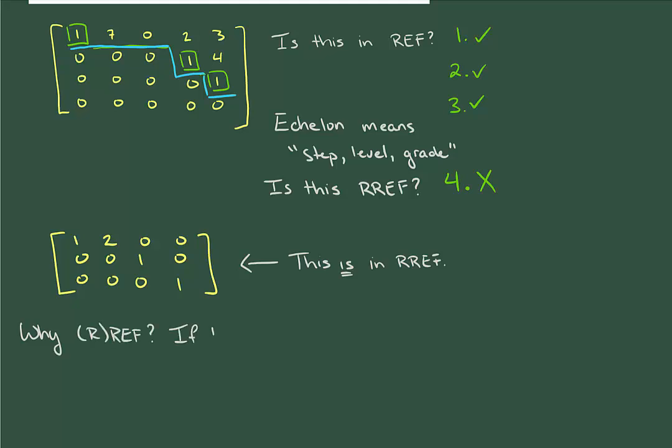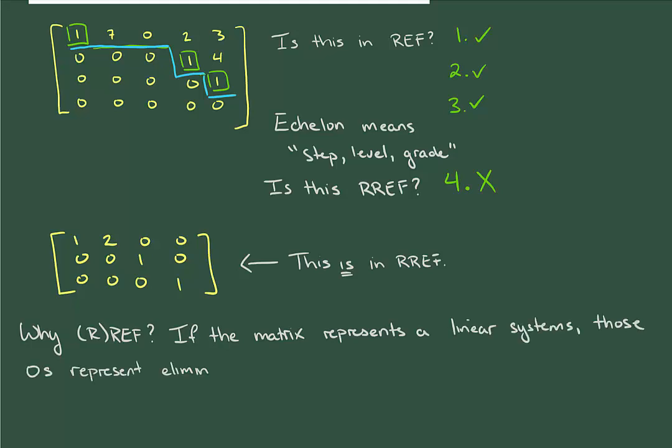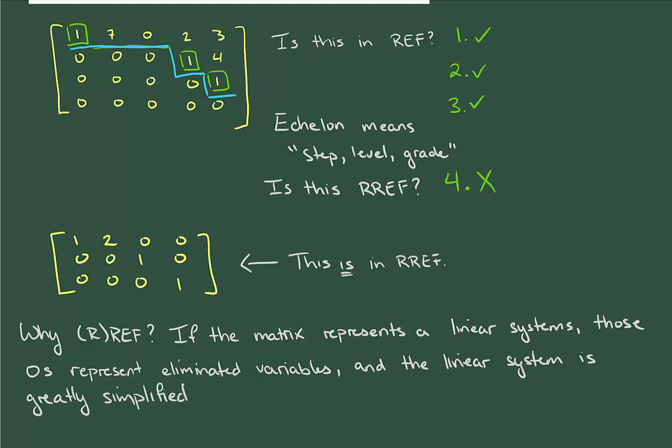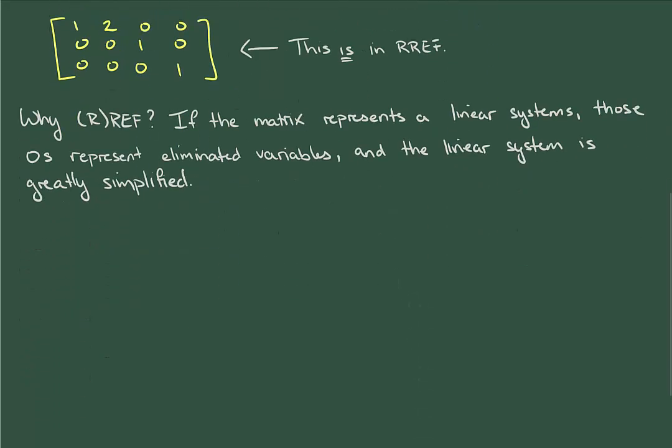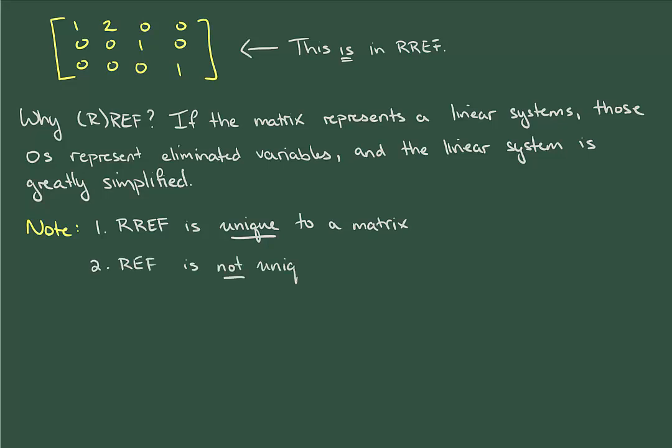And so a question is, why RREF? Why do we care? Well, if our matrix represents a linear system, each of those zeros corresponds to a variable which just simply doesn't appear in the system, right? It's been eliminated. So putting a matrix into RREF simplifies the linear system. So looking ahead, what we're going to do is use the elementary row operations to transform matrices into RREF. And it's worth pointing out now that the reduced row echelon form of a matrix is unique. However, there are actually infinitely many row echelon forms, so that'll come up.